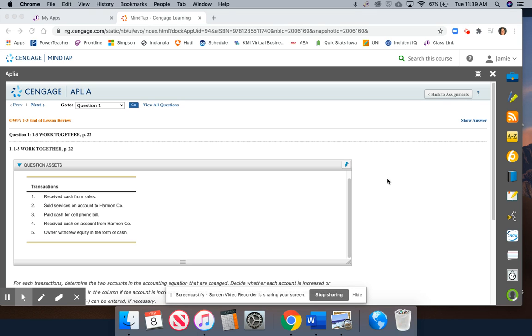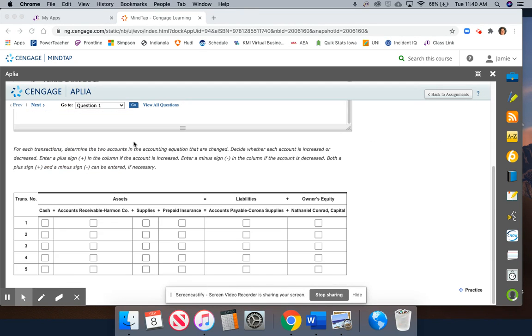For work together 1-3, we have 5 transactions that we're going to complete, very similar to 1-2. The difference from 1-2, where we just had assets, liabilities, and owner's equity, is that now our assets are broken down into 4 different accounts. And then we have our liabilities with accounts and owner's equity with an account.